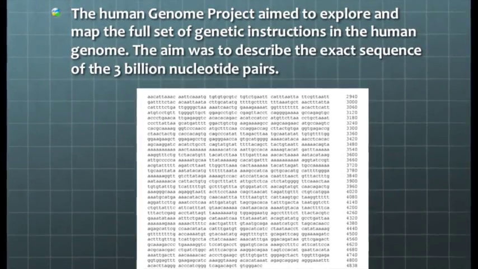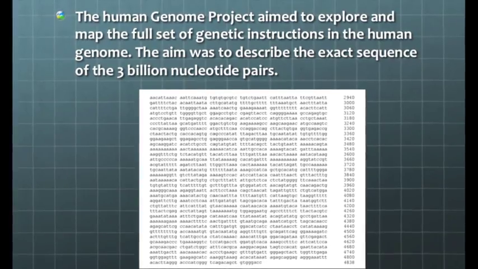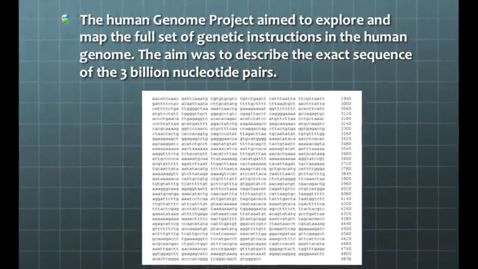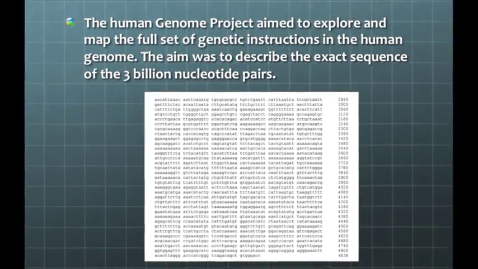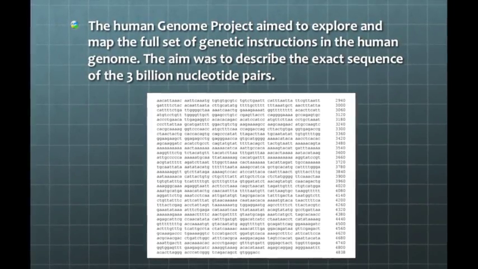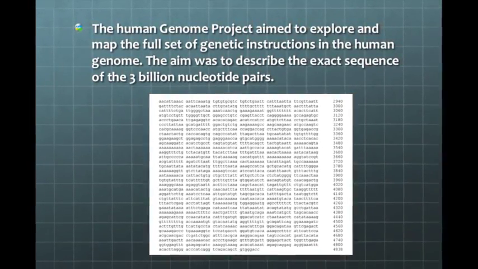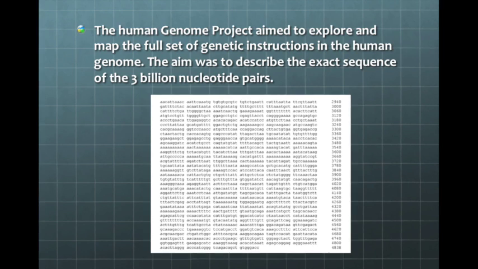The Human Genome Project aimed to explore and map the full set of genetic instructions on the human genome. The aim was to describe the exact sequence of the 3 billion nucleotide pairs. The Human Genome Project was completed ahead of schedule in 2003 due to unexpected advances in data processing technology. Not only did the Human Genome Project focus on humans, but also 5 other organisms including the laboratory mouse and the fruit fly.